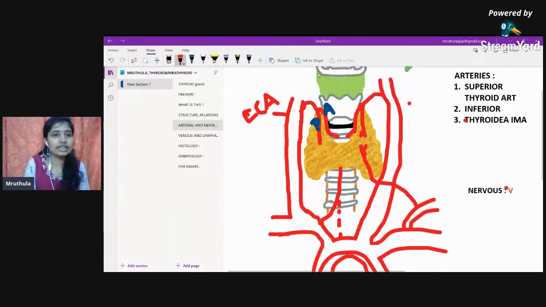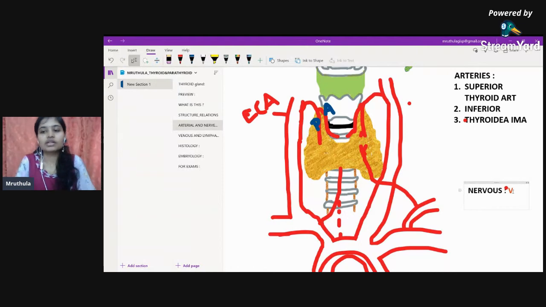Okay, now we'll see the nervous supply in the same diagram. The nervous supply and the arterial supply have very important clinical correlation. So observe keenly. I have a question for you at the end of this. The nerve supplying the thyroid gland comes from both a sympathetic branch and also a parasympathetic branch.